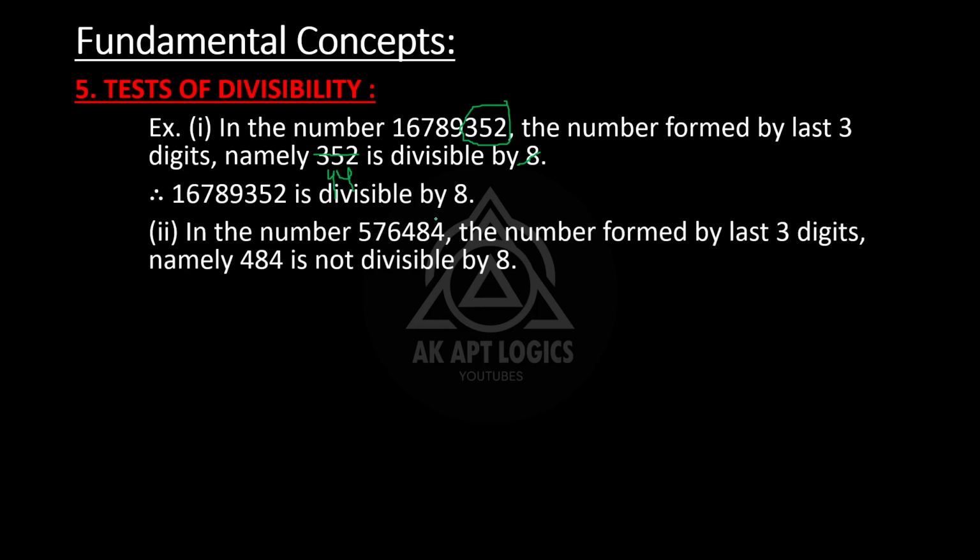In this number we are going to take 5764484, where 484 is the last three digits of the number. Let's see, 8 6s are 48, remainder 0, and we are taking the 4, right? It's not divisible, the remainder is 4. For suppose if we put another number also, it's not divisible.